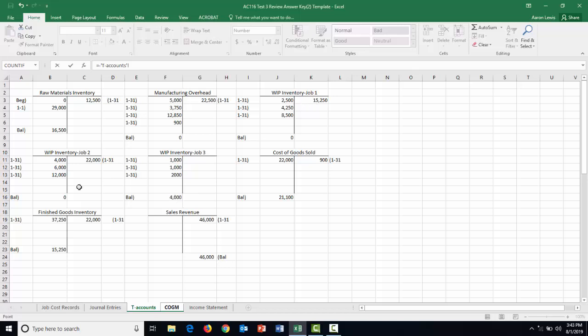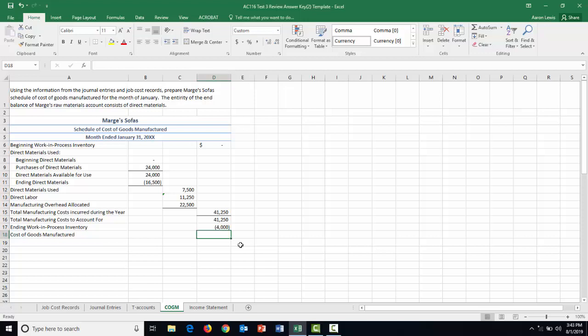Job 1's done, job 2's done. All we have in our WIP inventory accounts in total is this $4,000 from job 3, which makes sense because we finished job 1 and job 2, which means that our cost of goods manufactured for the period is equal to our cost to account for less what we have left, or in this case plus the negative $4,000 that we had in ending WIP.